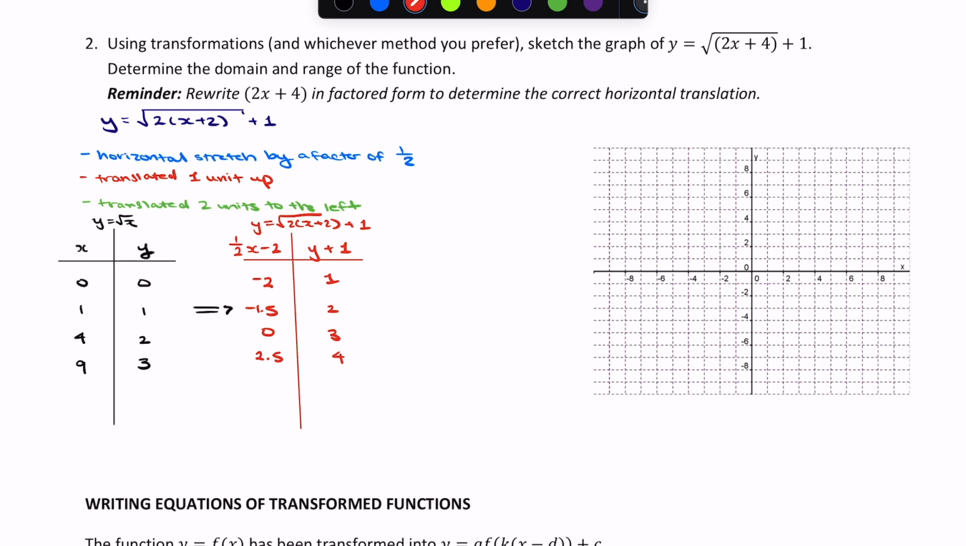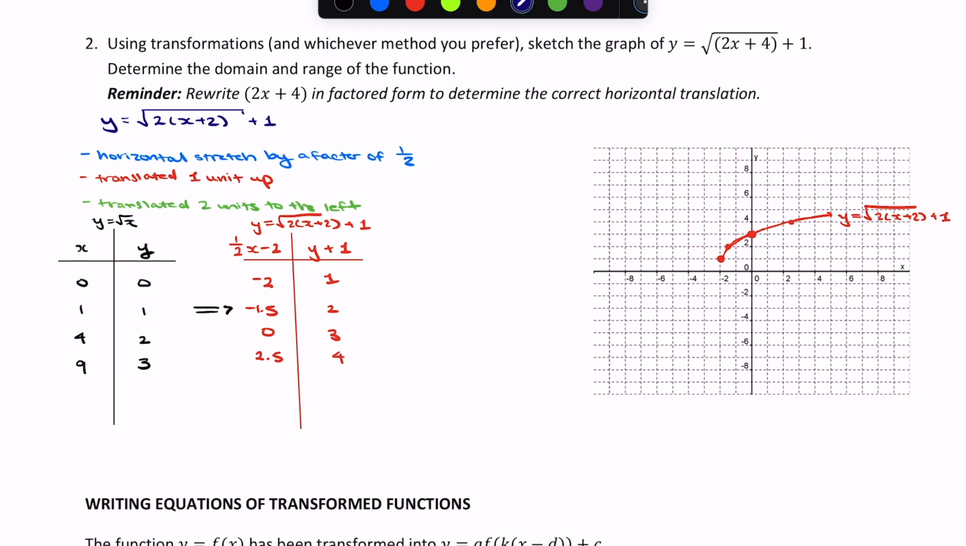Okay, so now we can plot this transformed graph. So we have -2 and 1. We have -1.5 and 2. We have 0 and 3. And we have 2.5 and 4. So look something like that. Again, this is our graph of y is equal to square root 2x plus 2 plus 1.